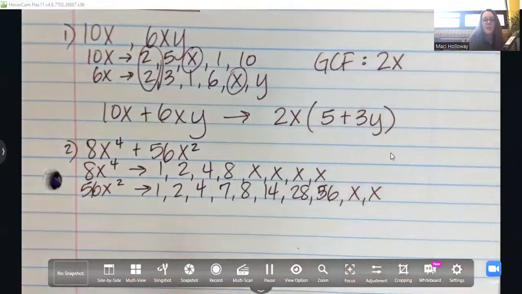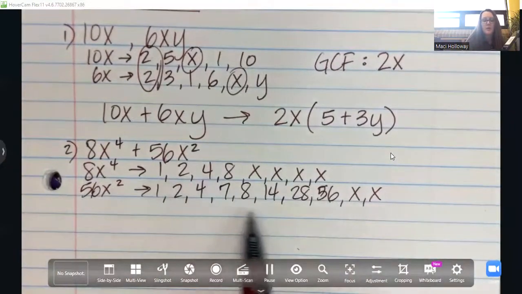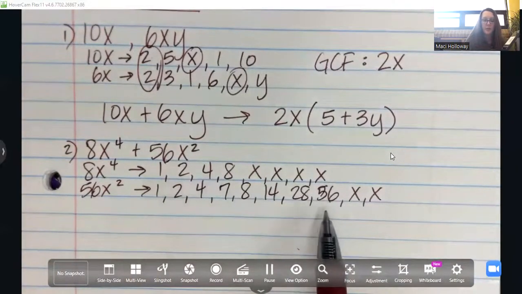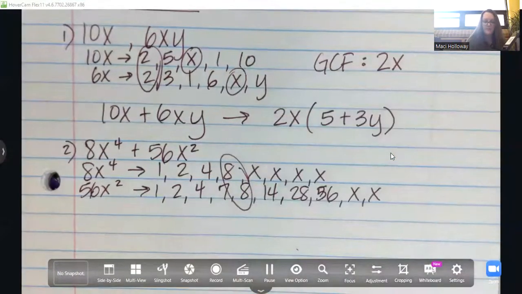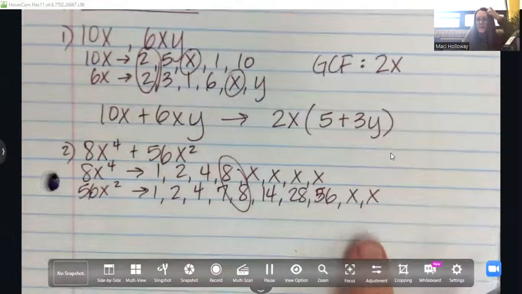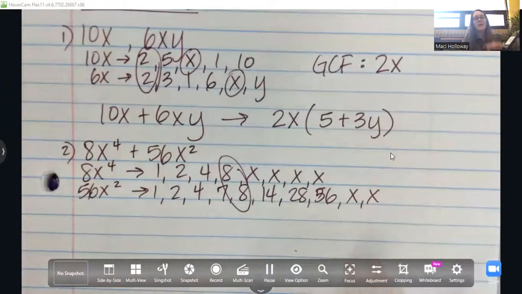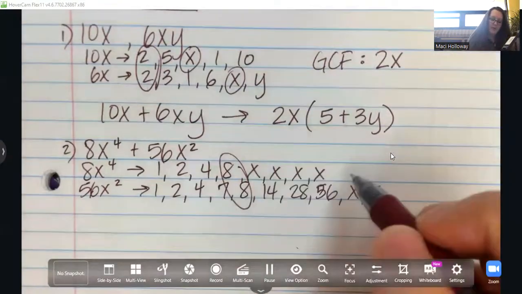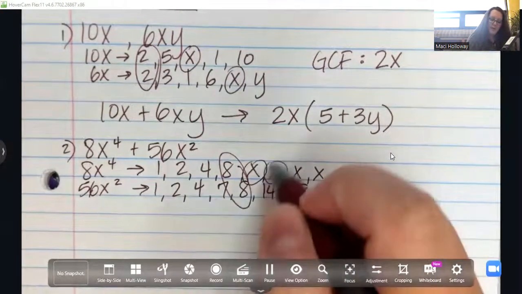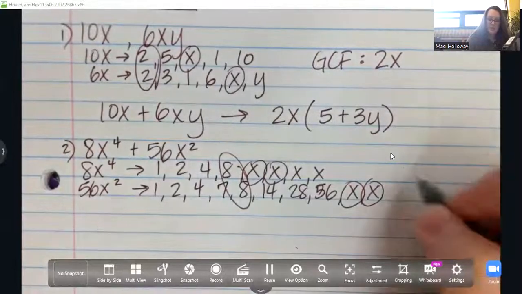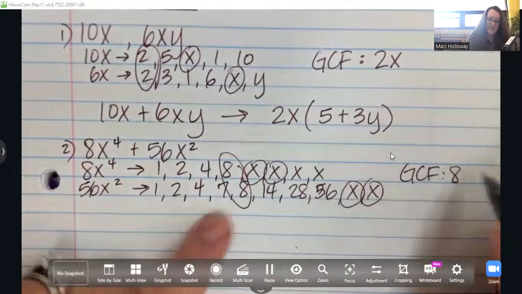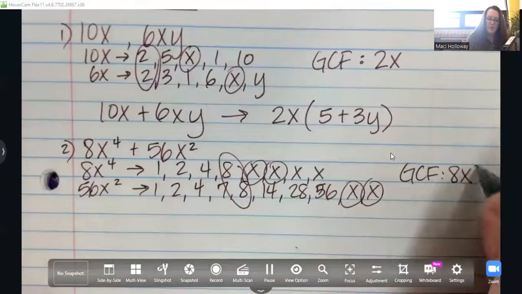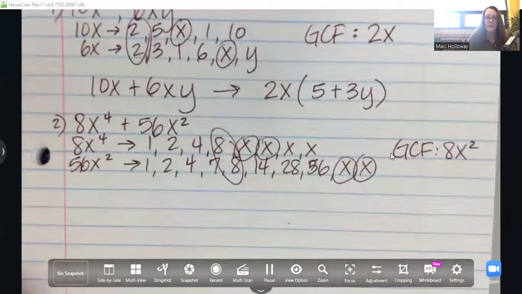All right, so I'm going to look at my numbers first. What's the largest number that goes into both 8 and 56? That would be 8. And so for my x's, I want to see what's the most amount that we have in common, right? They both have 1 and they both have 2. So my GCF here is 8 and then 2 x's. So my greatest common factor is 8x squared.